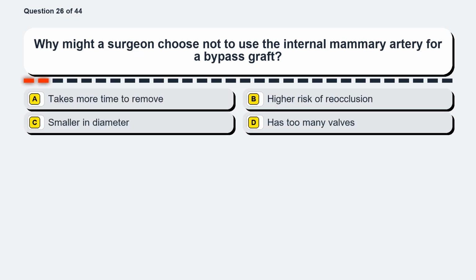Question 26. Why might a surgeon choose not to use the internal mammary artery for a bypass graft? Option A, takes more time to remove. Option B, higher risk of reocclusion. Option C, smaller in diameter. Option D, has too many valves.